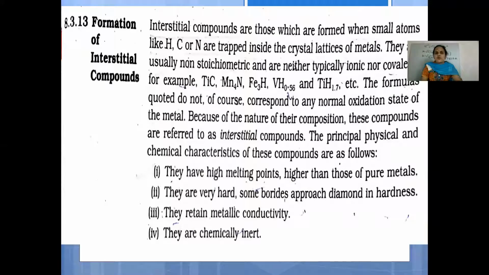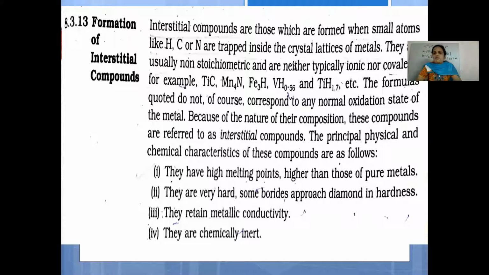Then we come to the formation of interstitial compounds. Interstitial compounds are those which are formed when small atoms like hydrogen, carbon, or nitrogen are trapped inside the crystal lattices of metals. They are usually non-stoichiometric and are neither typically ionic nor covalent. For example, TiC, Mn4N, Fe3H, etc.